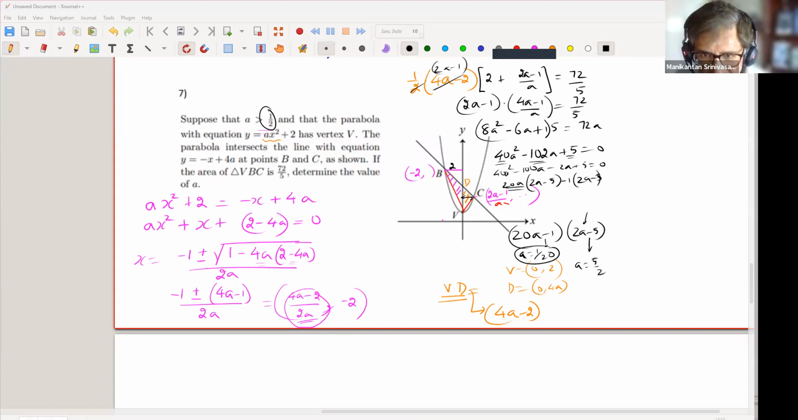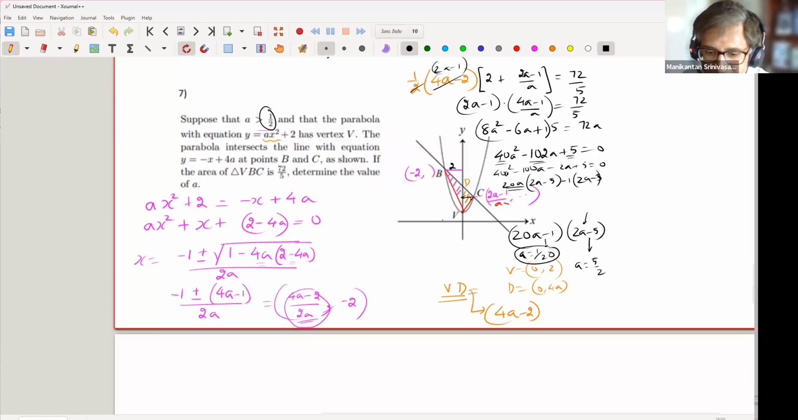Okay, so not a difficult problem, but thoda cluttery, right? So you just have to maneuver without making mistakes. That's it. Otherwise, conceptually, it's a very easy question only. Okay, question 7.